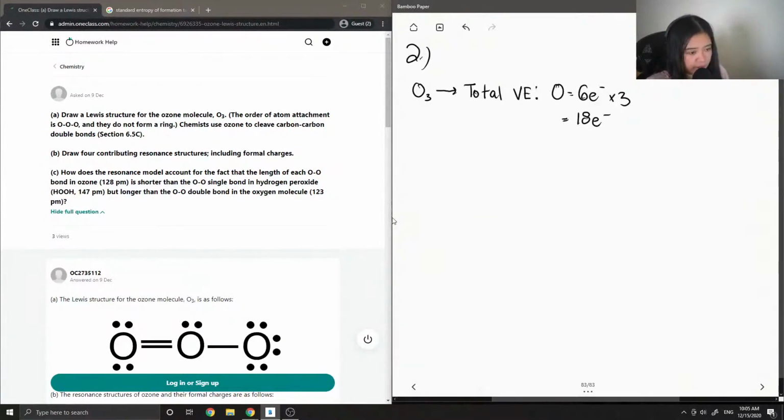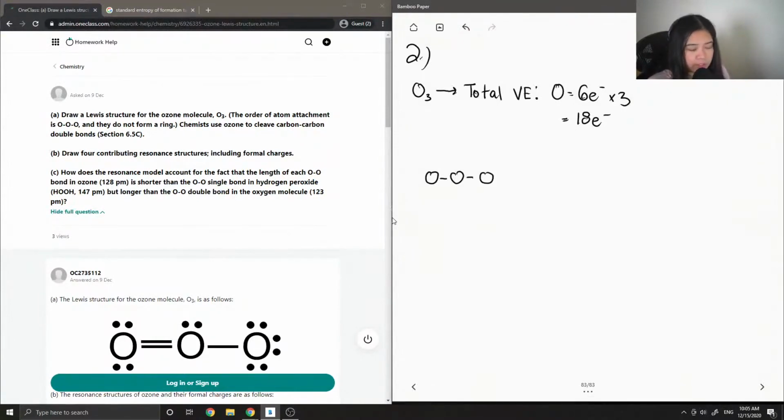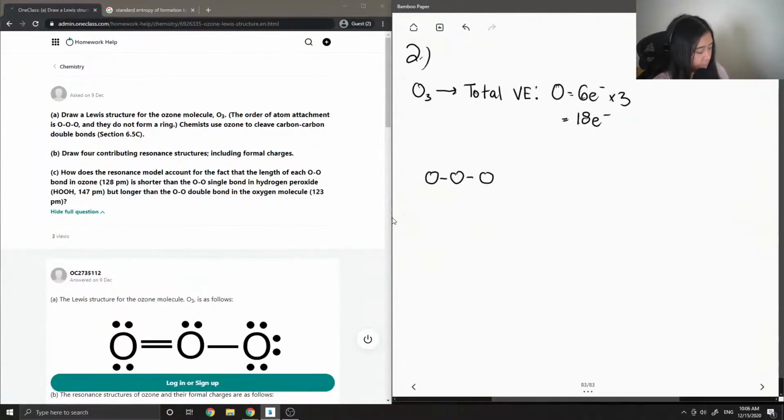Okay, so now I'm just going to draw my 3 oxygens in a line like that. So let's recall that each bond contains 2 electrons. So far I've only written 4 electrons out of the 18. So I'm going to make one of them a double bond. And then I'm going to fill out the rest with all of the lone pairs on oxygen. So this has a double bond.